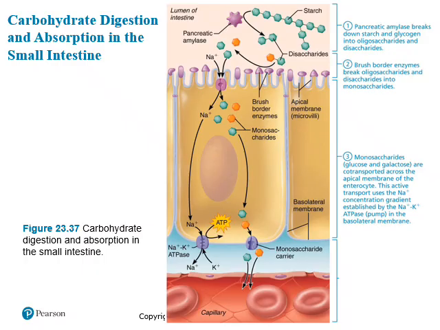Then the monosaccharides, like glucose and galactose, are transported across the apical membrane of the enterocytes. This active transport uses the sodium concentration gradient established by the sodium and potassium ATPase pump in the basolateral membrane. And the monosaccharides that exit across the basolateral membrane are transported by facilitated diffusion, and they would enter the capillary via the intercellular clefts.